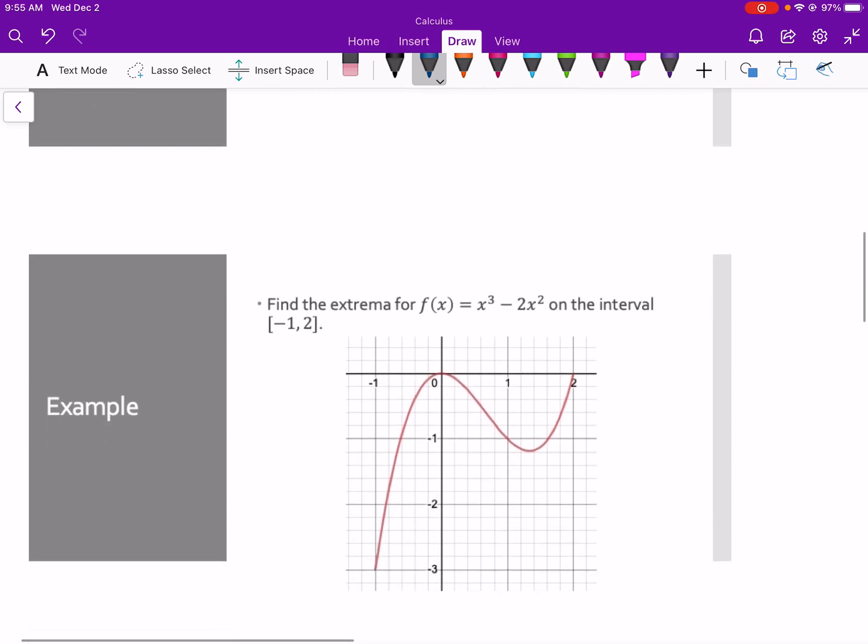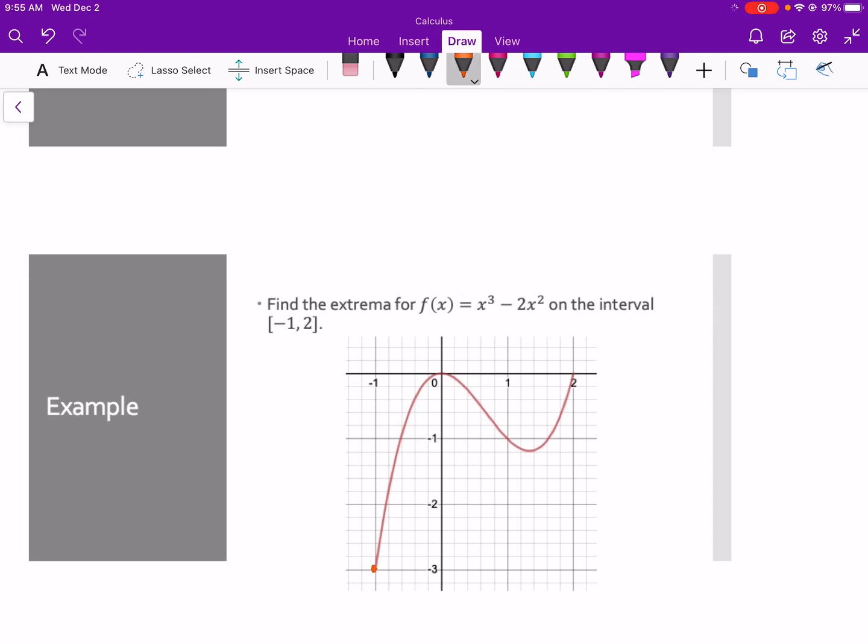So let's look at this function, x cubed minus 2x squared, on the interval from -1 to 2. So we're finding the extrema. Those are either going to occur at the endpoints or they're going to occur at bumps in the curve. Well, let's start with our absolute because that's easiest. So we're looking at y values.